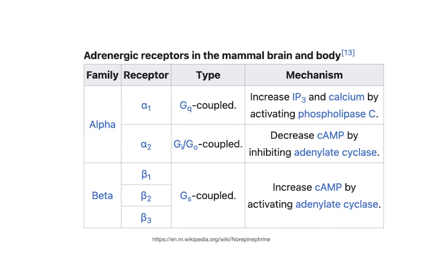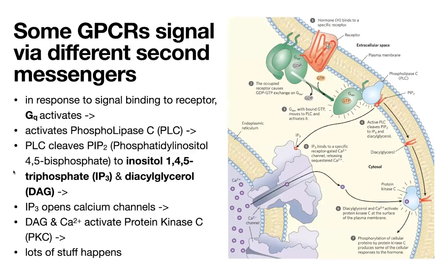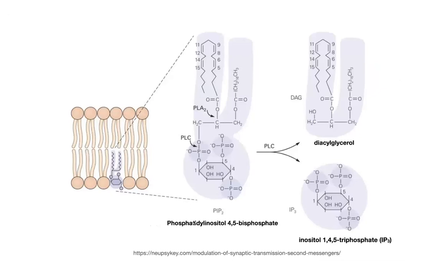So phospholipase C is basically a lipase that is going to cut a lipid. More specifically, it's going to cut phosphatidylinositol 4,5-bisphosphate, or PIP2, and cut its head off, so that you're left with diacylglycerol, or DAG, and inositol 1,4,5-triphosphate, or IP3.